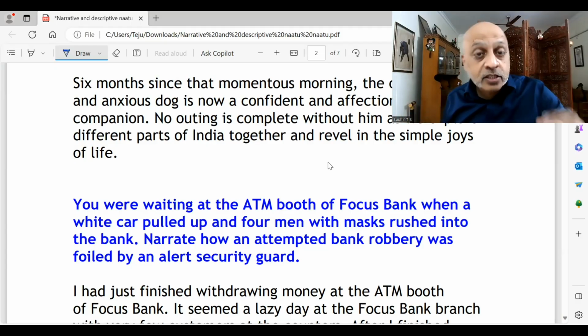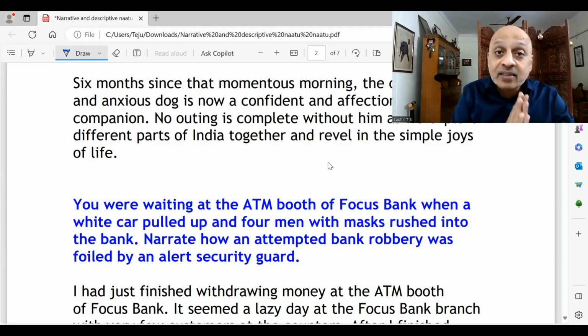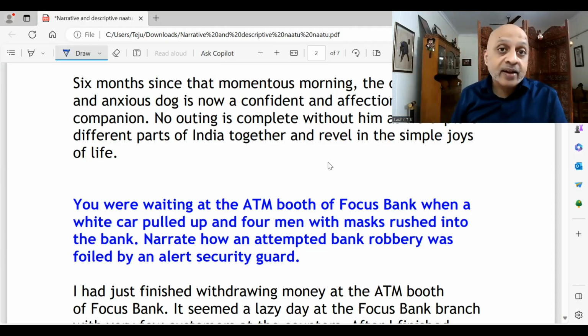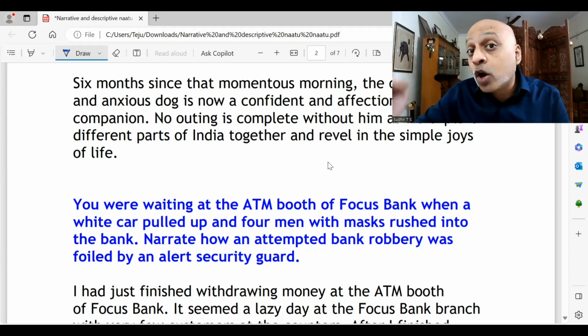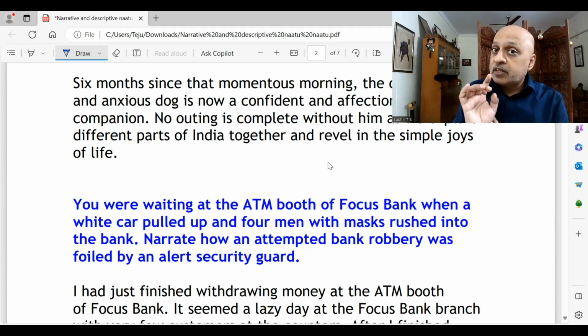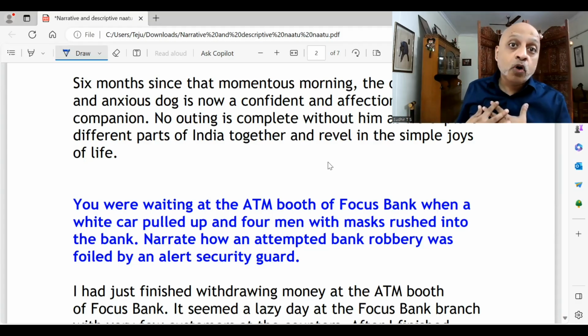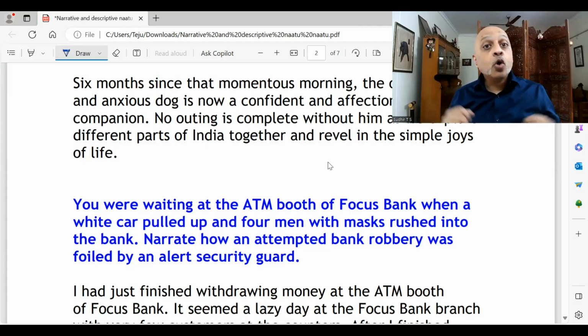Now, what are the elements? There is a bank robbery taking place. There are four robbers, and then there is the alert security guard. Now, unlike the first one where you were the protagonist, here you are not the protagonist. You are just an observer. So please remember this. When I gave this assignment to my students, I found some of them at least had made themselves the more important person. No, it is the alert security guard who is the hero of this particular story.